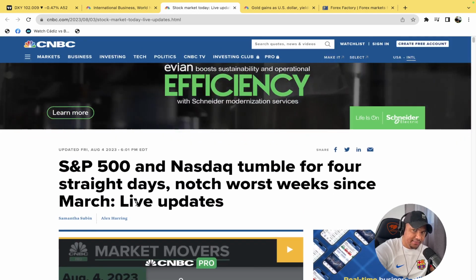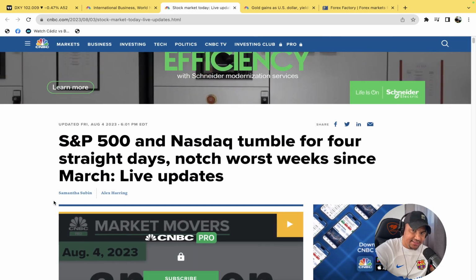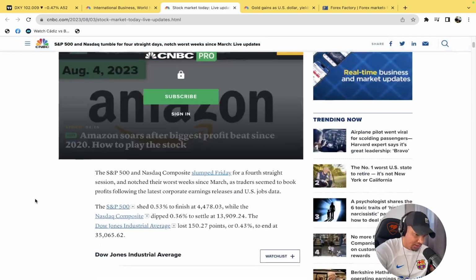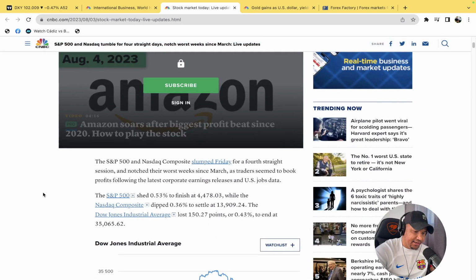This is based on the S&P 500 and the NASDAQ. It says it stumbled 4 straight days, notching a worst week since March. It says here the S&P 500 and NASDAQ basically slumped Friday for a 4th straight session and notched the worst week since March, as traders seem to book profits following the latest corporate earnings releases and US jobs data.